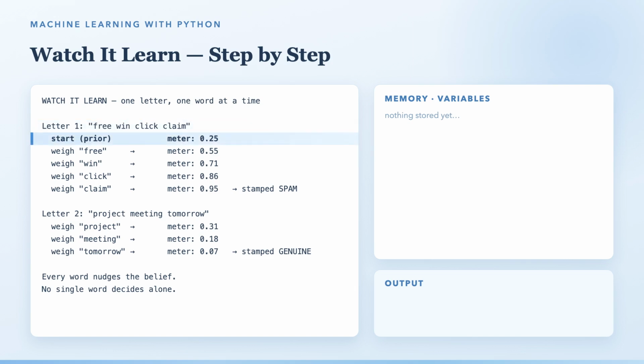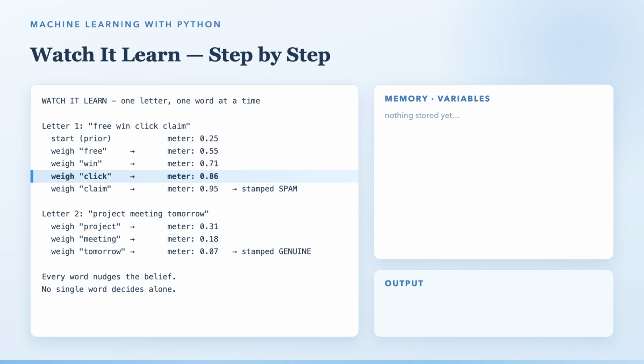Now the first word, free, goes to the scale. It appears far more often in spam than in genuine mail, so the needle rises, 0.55. Second word, win, another word that loves the spam pile. The needle climbs, 0.71. Third, click. Genuine friends rarely ask us to click, 0.86. And claim, 0.95. The needle rests deep in the terracotta. Stamped, spam. Notice, no single word decided this. Each word only nudged the belief. 4 gentle nudges, 1 confident answer.